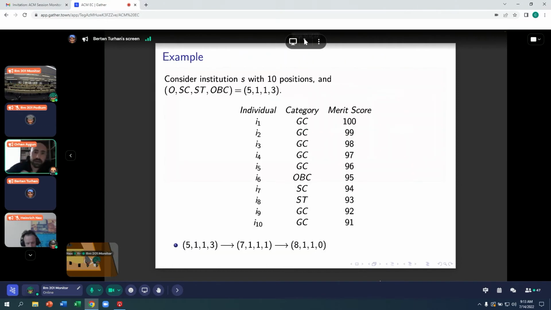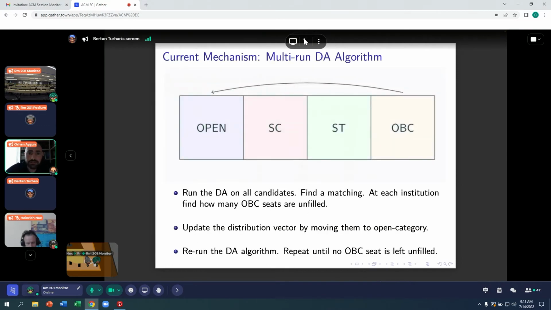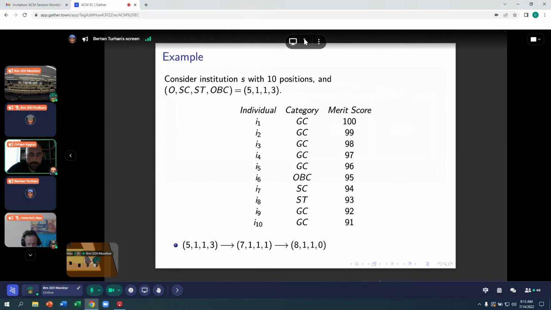And they keep running this deferred acceptance algorithm again and again, updating the vector of available seats until there is no unused OBC seat left in any institution. Okay, we have this example of multi-run DA.